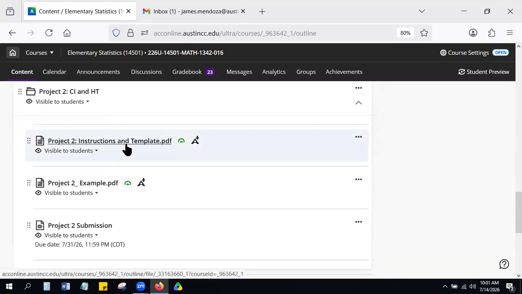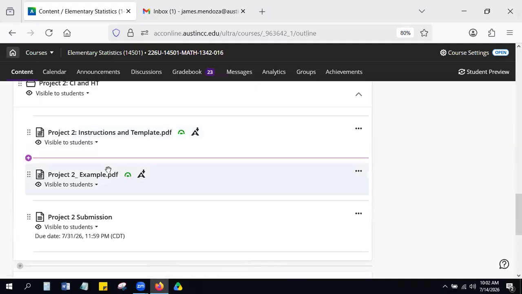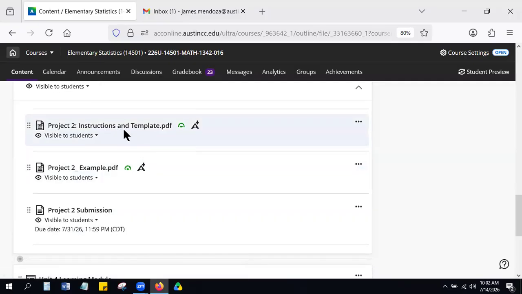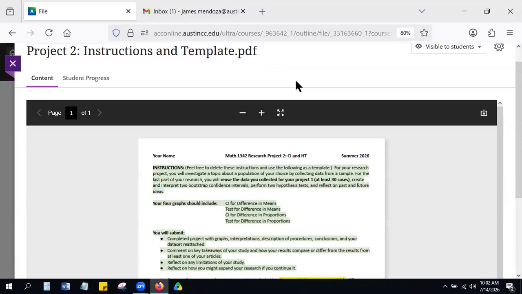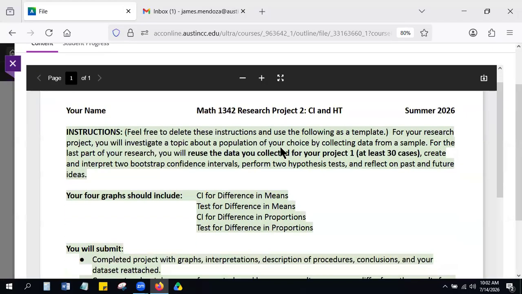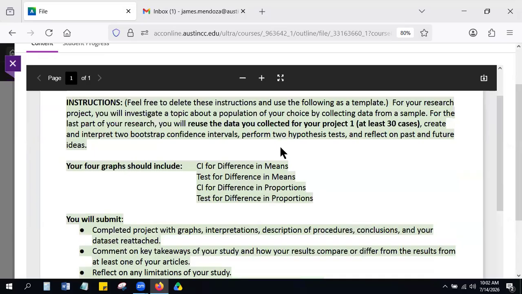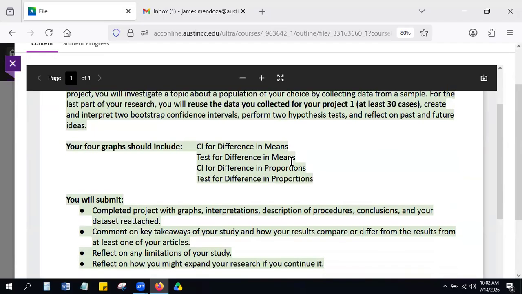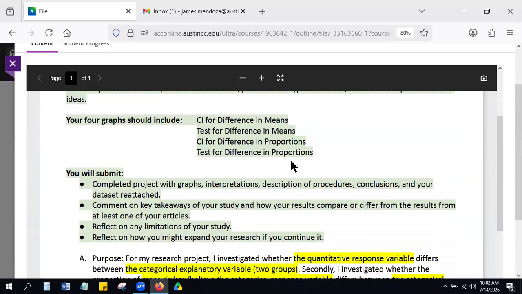So right here are your instructions, a template that you can use. There's also an example, and of course, there's going to be a spot for you to upload it. As far as what you're going to be aiming to do, right here, it just tells you that you're going to be using your original data, and you're going to be making four different graphs. Two of them are going to be confidence intervals, and two of them are going to be hypothesis tests.